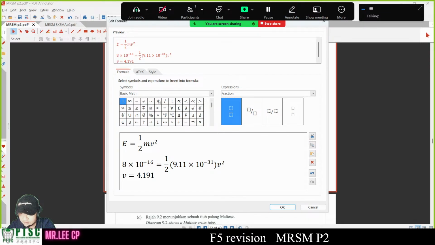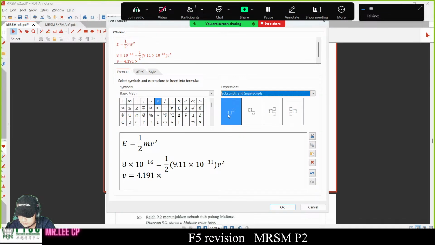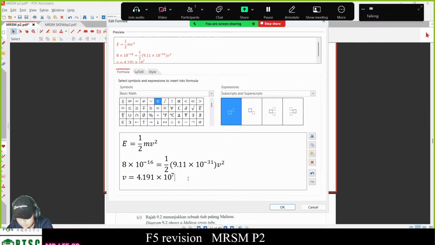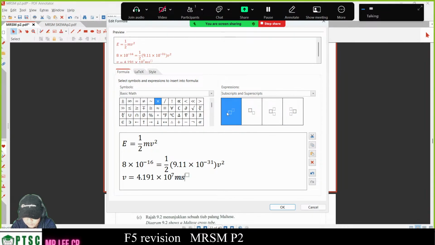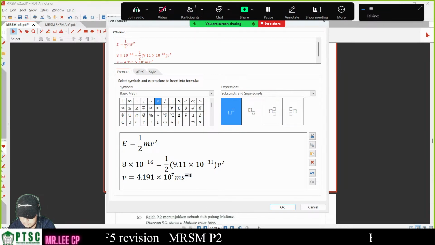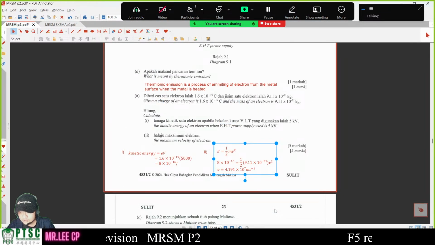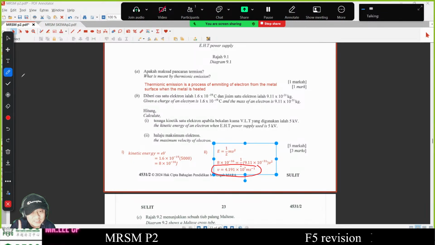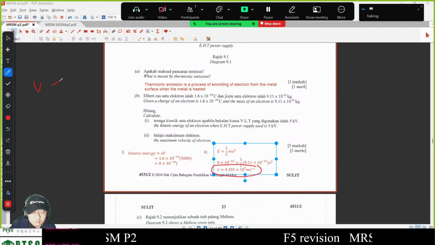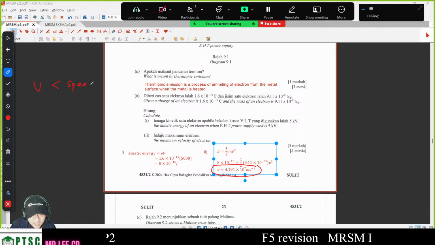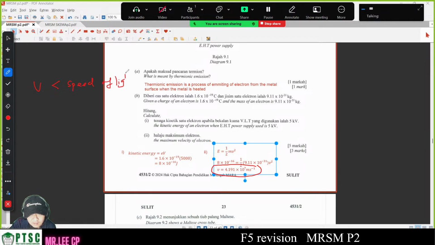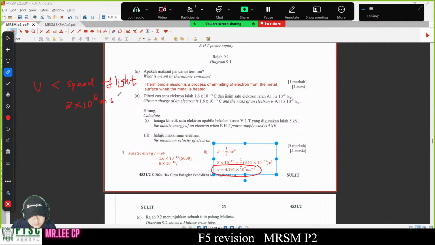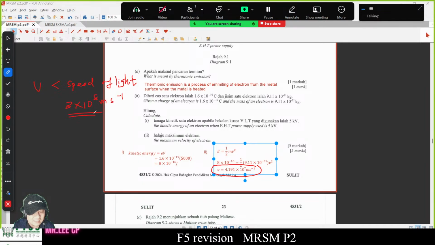Times 10 to the power of 7. Now remember, when you put your answer here, when you calculate, this one must be less than the speed of light. Speed of light is 3 times 10 to the power 8. Nothing can move faster than the speed of light.